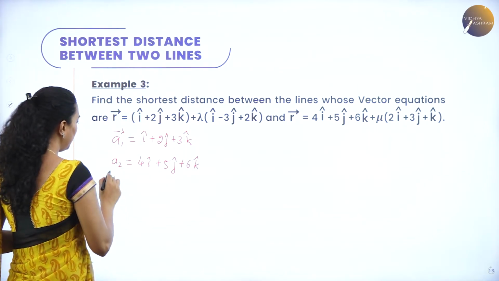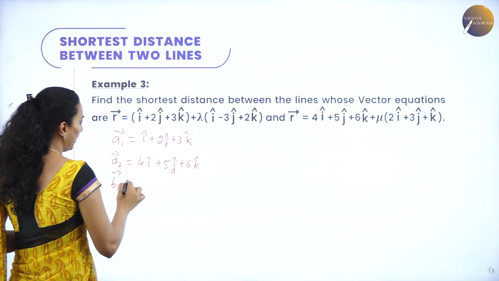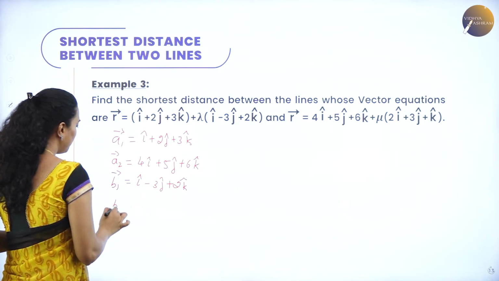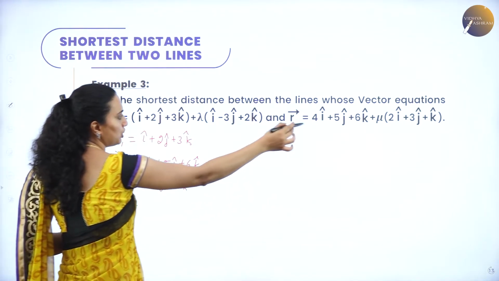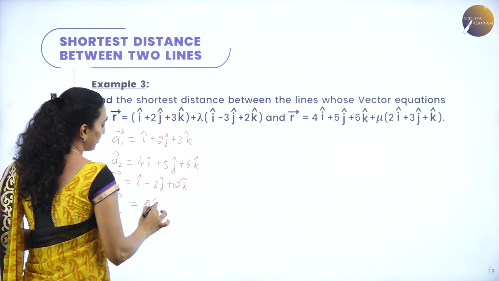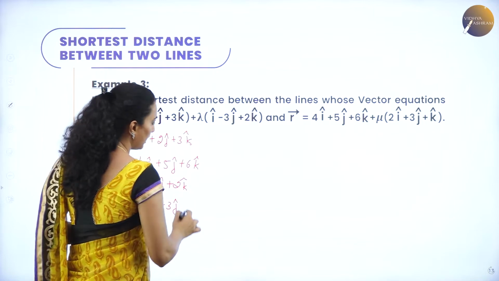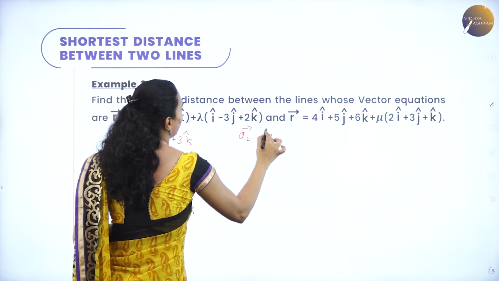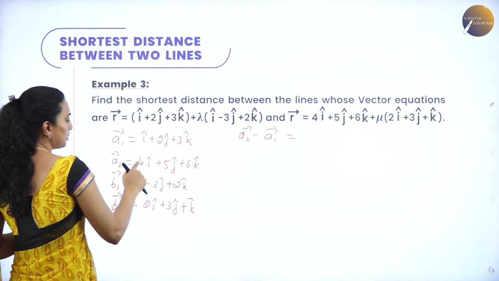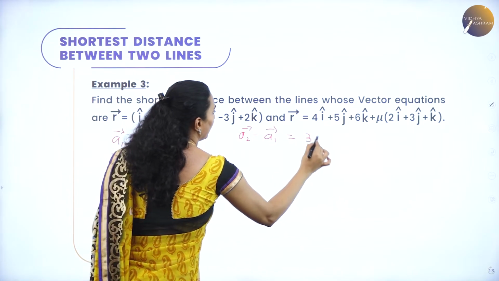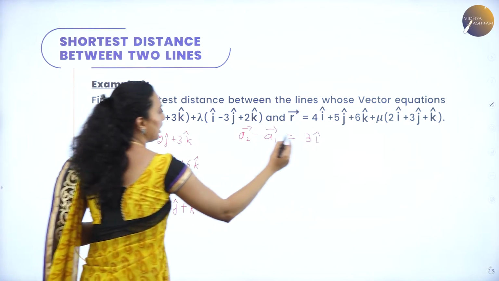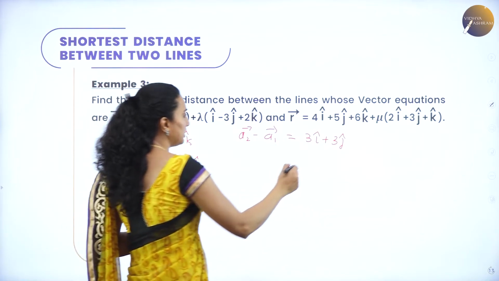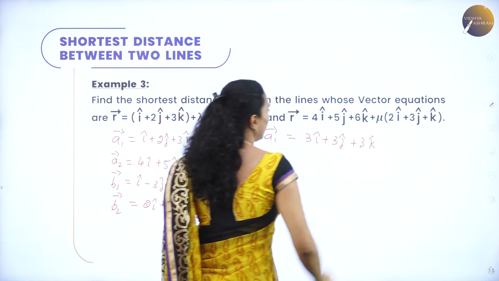And then what is B1? B1, you have to come back to this vector, i minus 3j plus 2k. Now what is B2 vector? You have to go to the next vector, which is mu into 2i plus 3j plus k. Now what you need to do? You have to do first A2 minus A1. Now first vector, see this vector minus this vector, 4i minus i, which is 3i. Similarly 5j minus 2j, which is plus 3j. Again 6k minus 3k, which is plus 3k. This is what A2 minus A1.